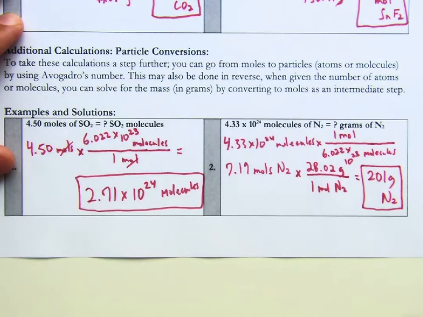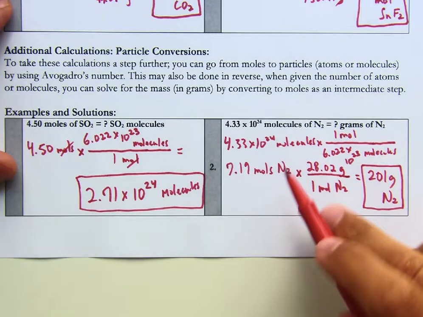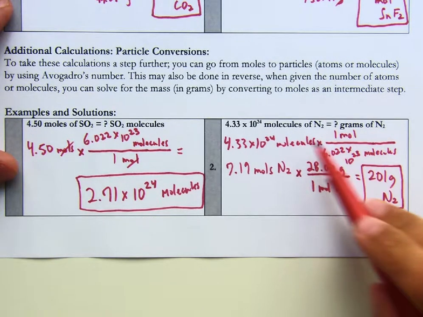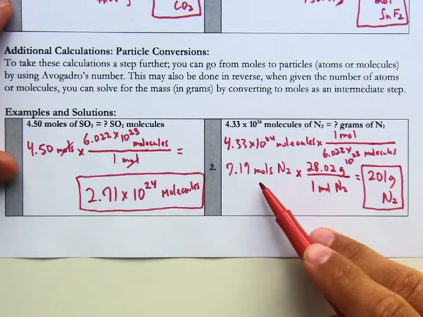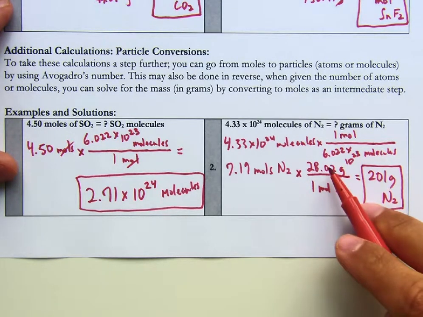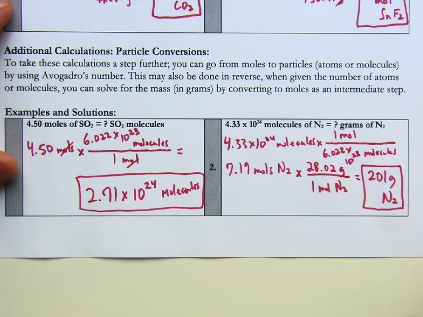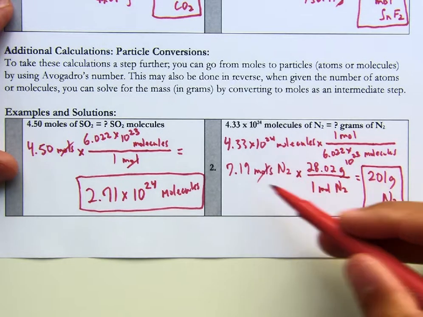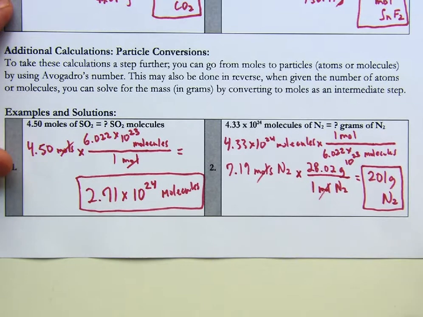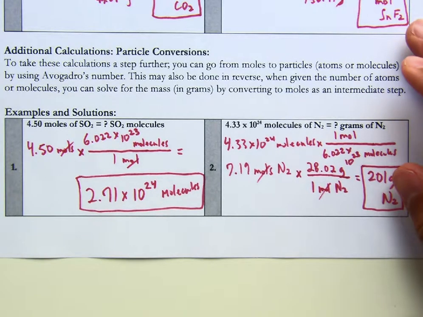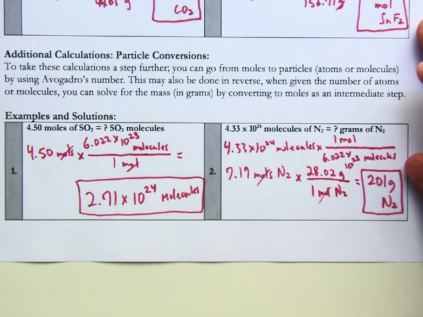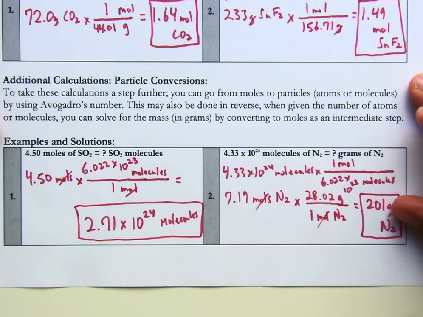So that's a multi-step problem. We had to convert from molecules to moles by dividing by Avogadro's number, and then we converted from moles to grams by multiplying by the molar mass. It's all setting it up and canceling the units you don't want to get the units you do want. It's dimensional analysis, unit conversions, like we did earlier in the year.